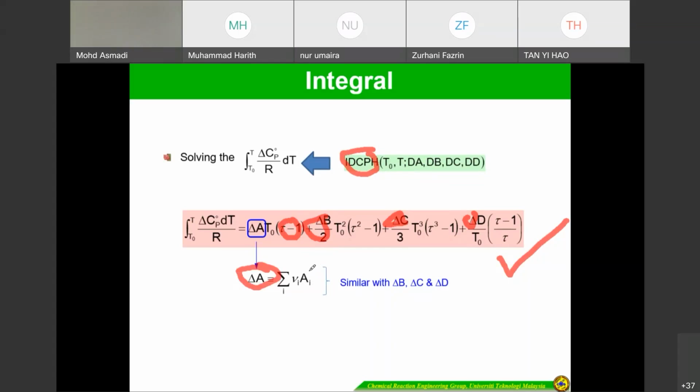So A, B, C, and D, please refer to the appendix. If you look there, previously I already mentioned appendix C1, right? Okay, appendix C is important. Similarly, you also have to use it for B, C, and also D.